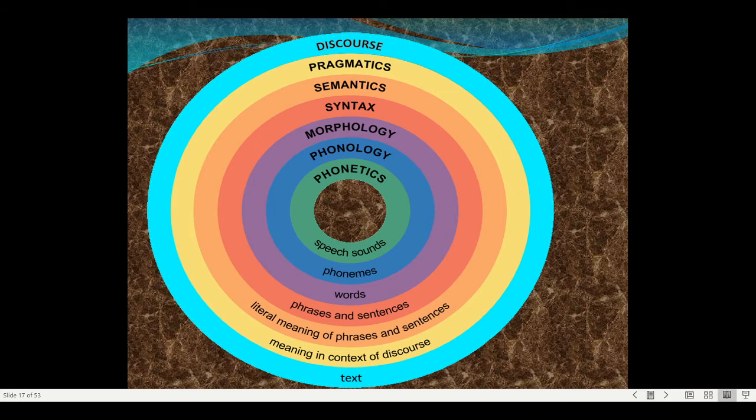And then comes the literal meaning of phrases and sentences, the words, sentences, and clauses. A conversational speech is given meaning. Every word, every sentence, every phrase has its own meaning. And this is learned under semantics.